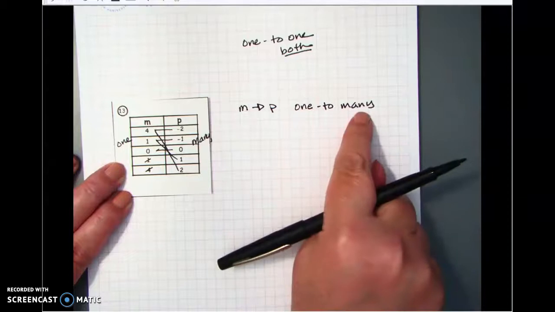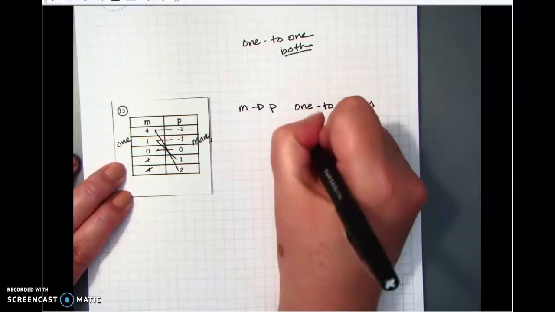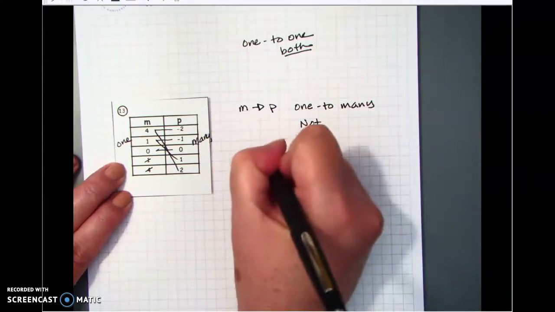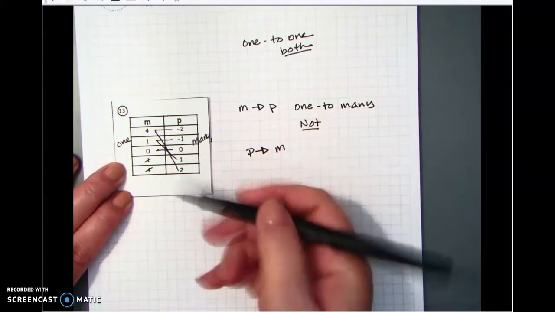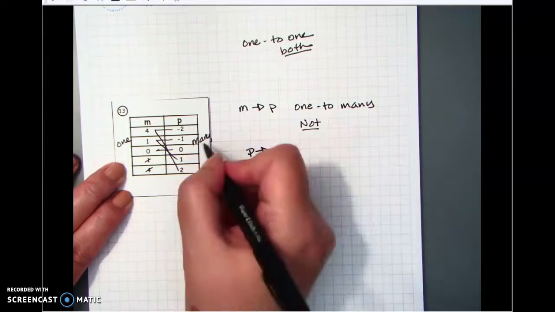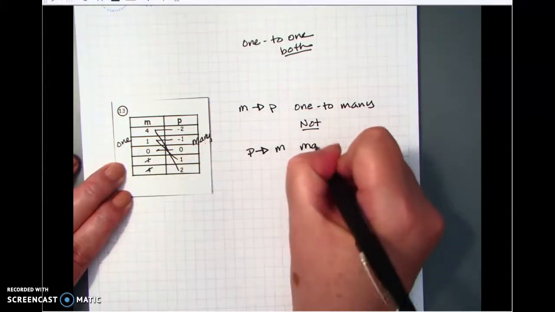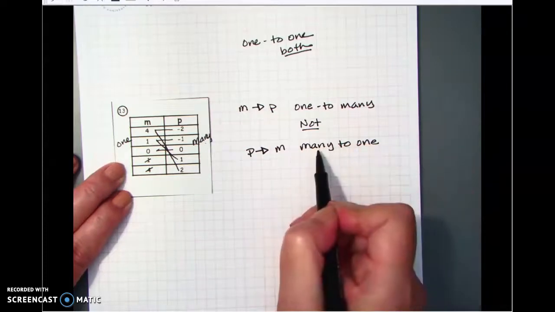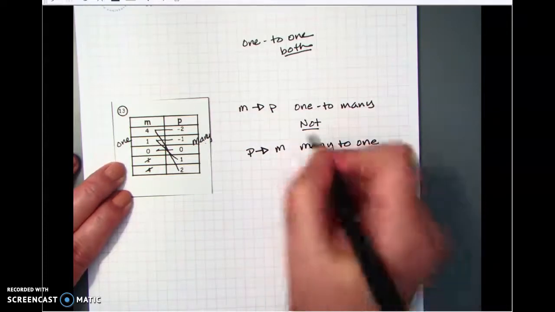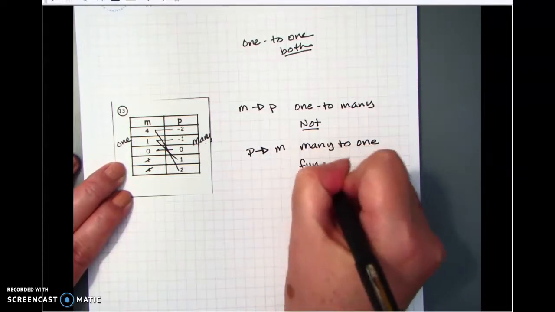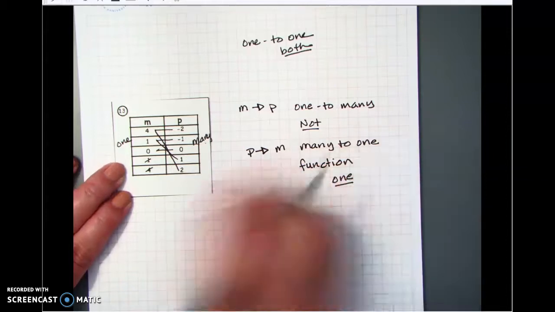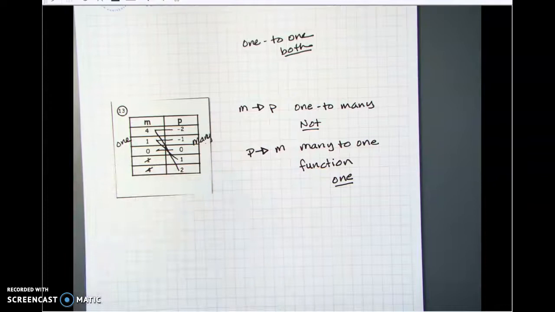And so I don't want my calculator to give me many answers, so this is not a function. And if I start at P as my domain and go to M, meaning going from right to left, that means that I'm going many to one. So that means that no matter what I plug into my calculator, it's going to give me exactly one answer. So that is a function. So this would be a situation where exactly one direction gives me a function.